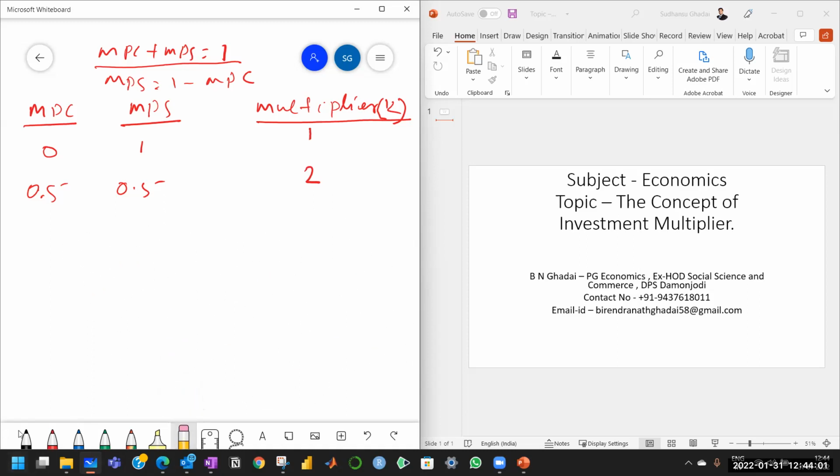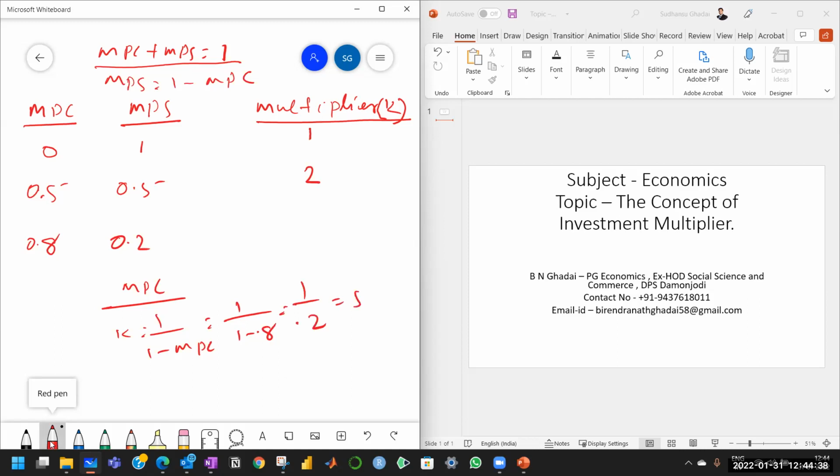Now we'll take the income, say it is 0.8. So if it is 0.8, then MPS will be 0.2, obviously. And if it is 0.2, then calculate. From MPC, K is equal to 1 by 1 minus MPC, that is 1 by 1 minus 0.8, 1 by 0.2, is equal to 5.